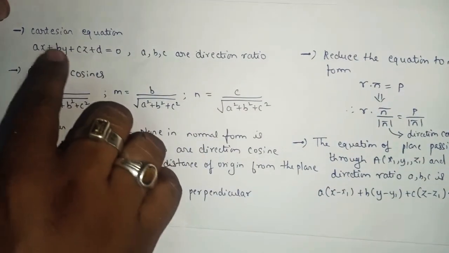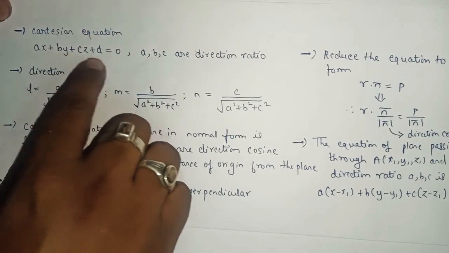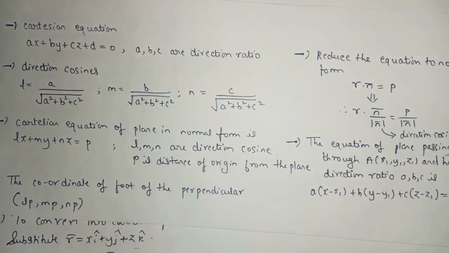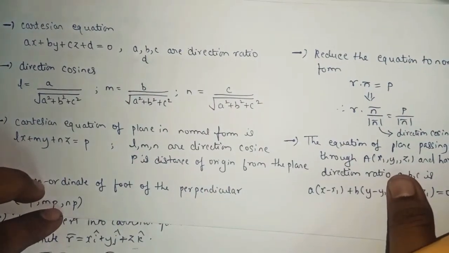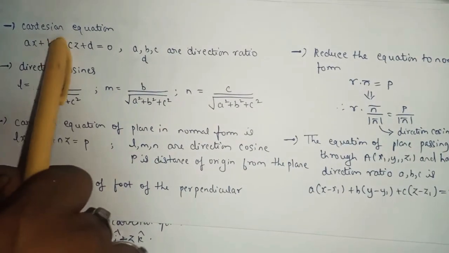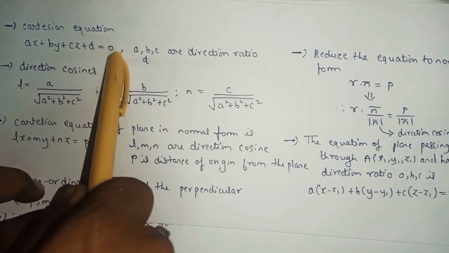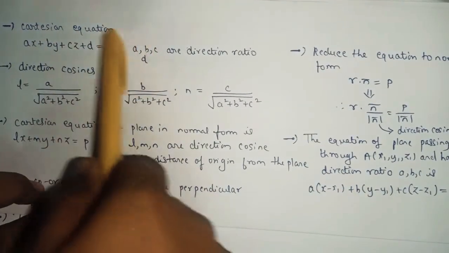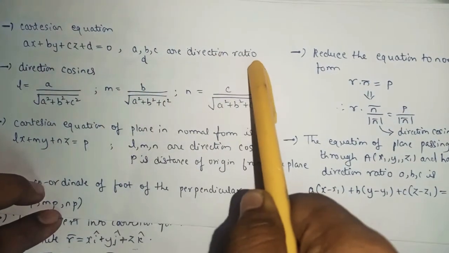So the first one is what? The Cartesian equation. We represent the Cartesian equation as ax plus by plus cz plus d equal to 0, where a, b, c are the direction ratios and d is the perpendicular distance. So when the equation is given in this form, we can compare it with the Cartesian equation, and you will get the values of a, b, c and d, where a, b, c are the direction ratios.